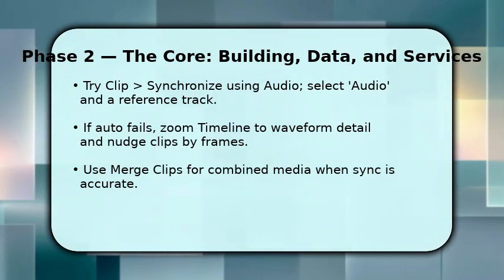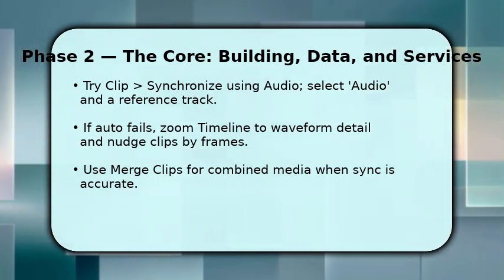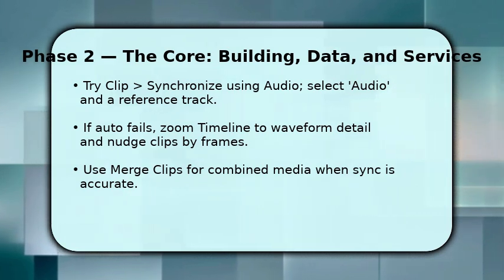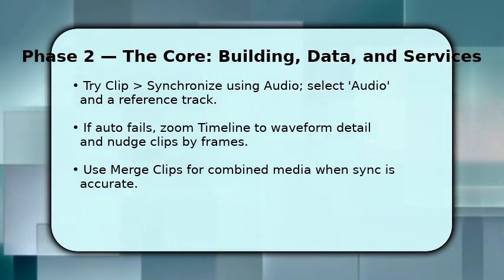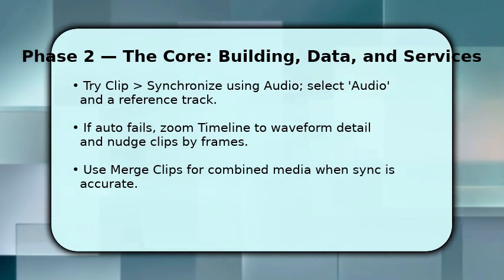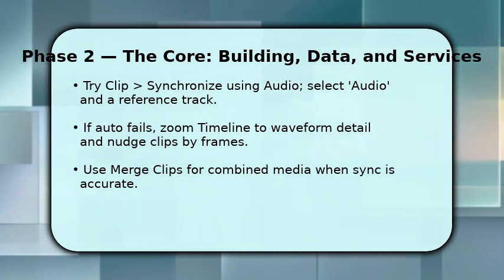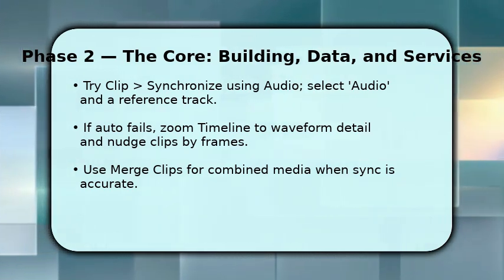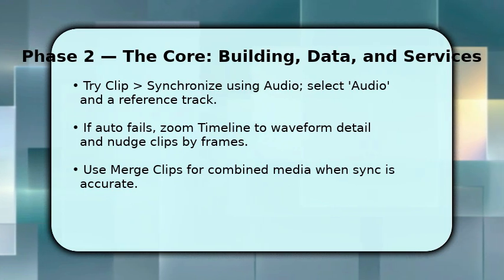You can use Premiere's automatic tools first. Select both clips, right-click and choose Synchronize, pick audio and a reference track, then press OK. The algorithm aligns peaks. If it doesn't match perfectly, zoom into the waveform and nudge the external track by single frames or milliseconds, listening in solo to confirm.